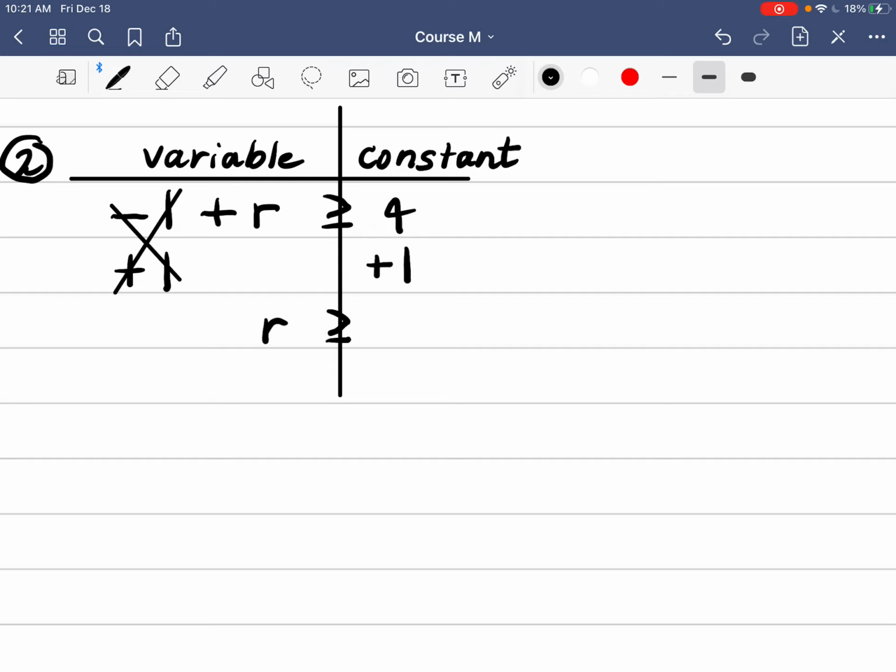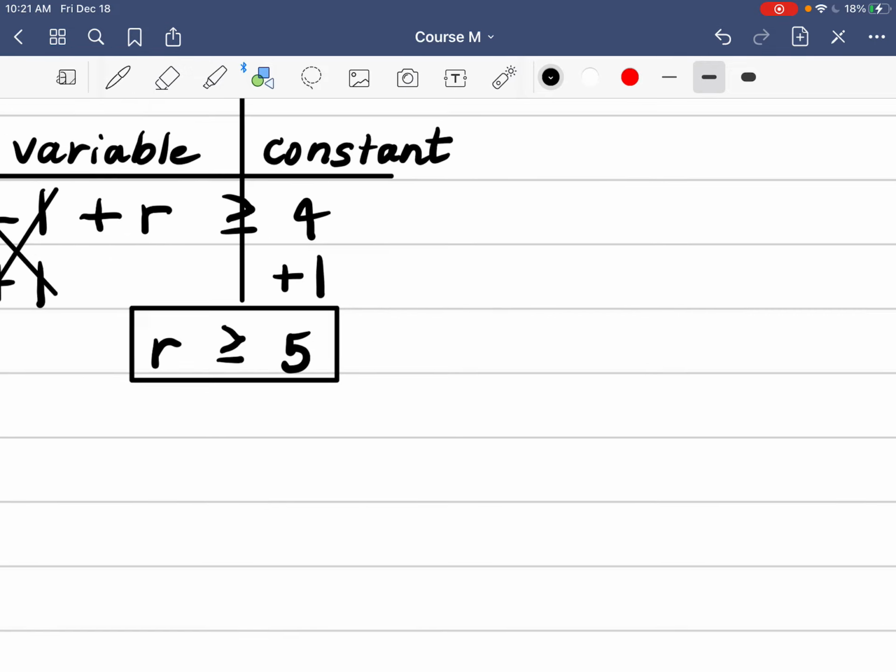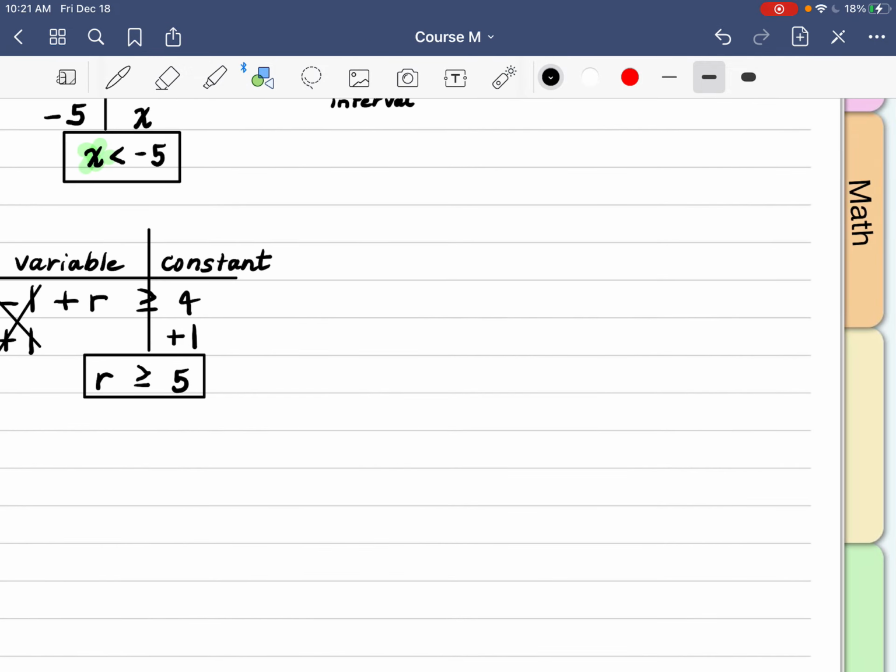And so I have greater than or equal to 5. And that's already standardized because that variable was on the left to start with. So we're ready to graph this solution. R can be 5 or anything greater than 5. So let's graph. This is new, so let's go slowly. We want to draw a number line and indicate that it's endless.